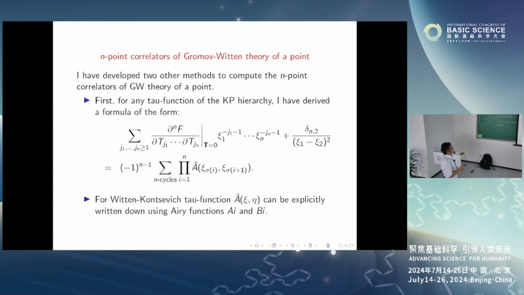Okay, actually, I have developed two other methods to compute the endpoint correlators of the Gromov-Witten series of a point. The first approach is to consider a more general situation of the KdV hierarchy. I derived some formula of this form. This formula depends on a certain kernel. This kernel can be explicitly written down using the Airy functions Ai and Bi.